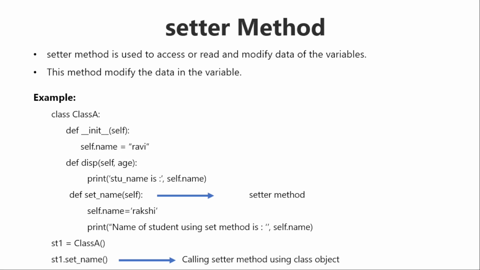Now setter method. Setter method is used to access or read and modify the data of the variable. This method modifies the data in the variable. For example, we have in class A def init self, self dot name is equal to Ravi. In the constructor we have an instance variable. In this function we have defined the age as well, and in the setter name we are modifying his name, where Ravi is modified to Rakshi and we are printing his name. Okay. Now I'm finally calling the setter method. So let us try to execute the setter method.